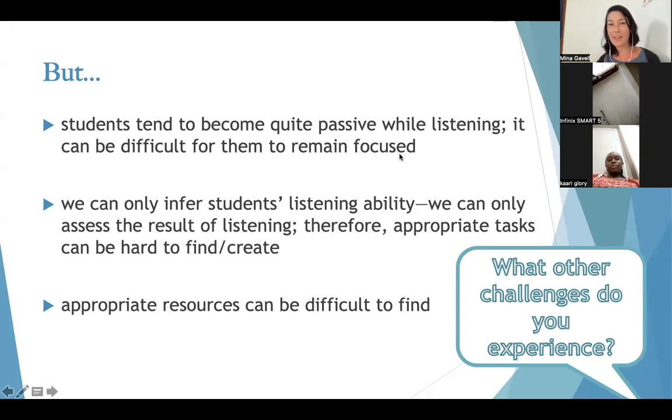I'll go back to the chat, and then Lauren, I'll call on you after that. Christine makes the point that it depends on how tired or fresh the learners feel. Yeah, I think our emotional state really affects our listening very much.